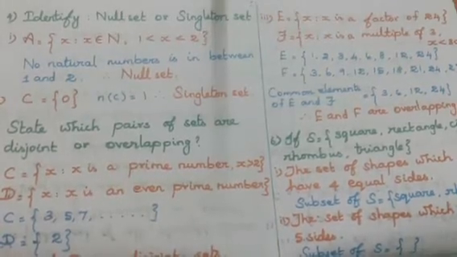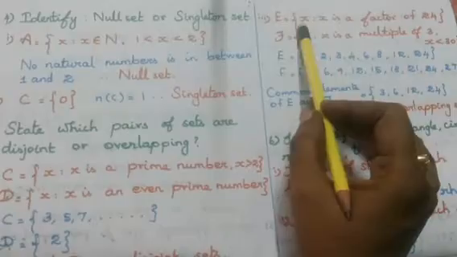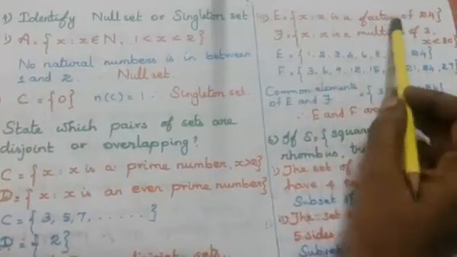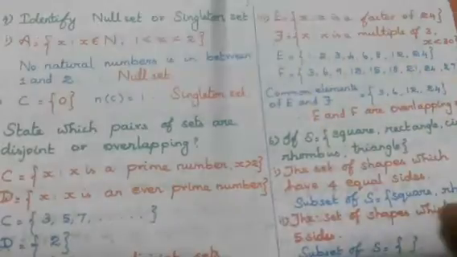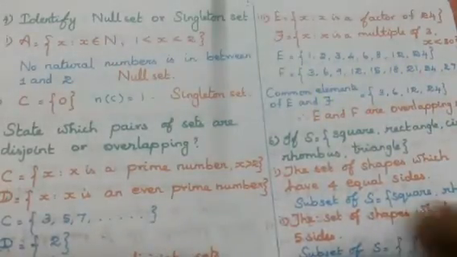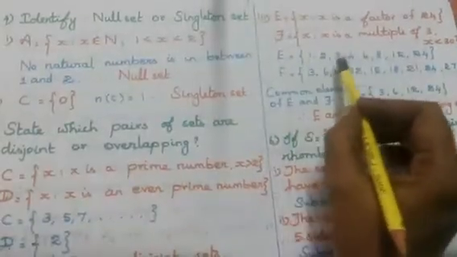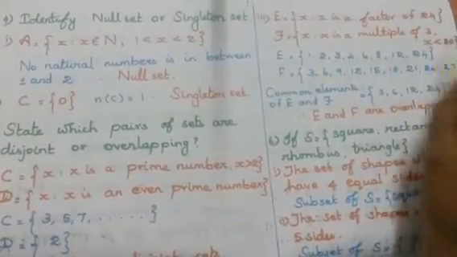Next one, E is equal to {x such that x is a factor of 24}. So x is a factor of 24 means, all the values by which 24 is divisible, we have to write. So 1, 2, 3, 4, 6, 8, 12, 24.